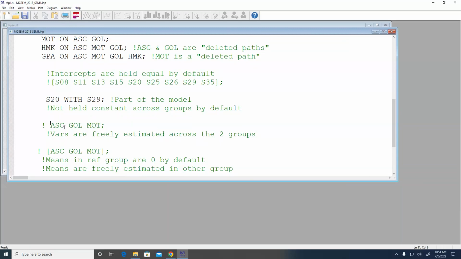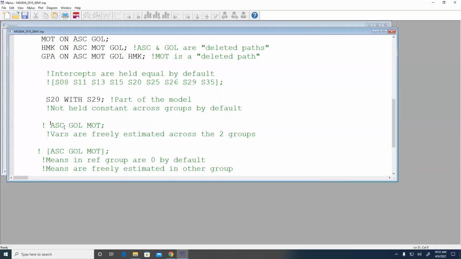And this is like a thing, right? You don't normally need to say anything about the variances in a single group model either, or the means, or the intercepts. They're just there. So you can say something or you can not say something. It doesn't really matter. I put all this in just as notes, to remind you that the variances are freely estimated across the two groups.